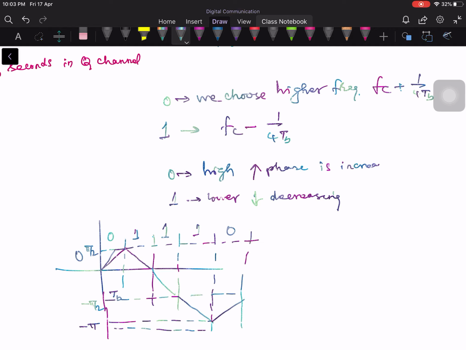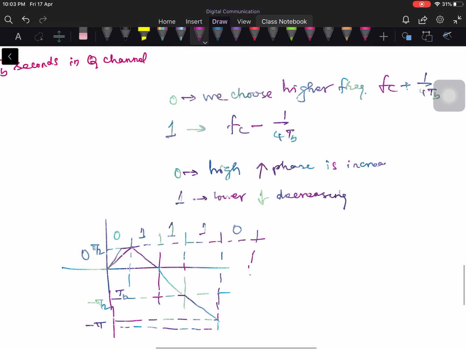So at this point, let me delete this. You reach this point, that means you reach minus pi by 2. Again, if you have another 0 in this bit interval, you slowly reach 0 phase. So like this your phase will travel from 0 to pi by 2, then from pi by 2 to 0, to minus pi. Because 1 comes, you are choosing lower frequency, that means you are gradually decreasing the phase.